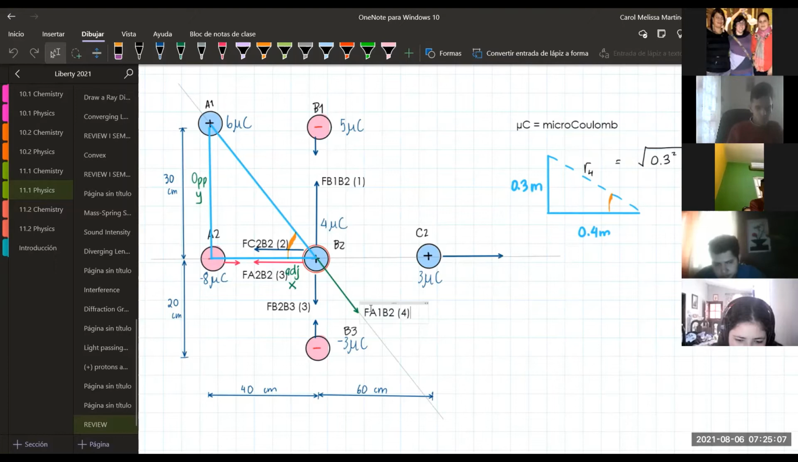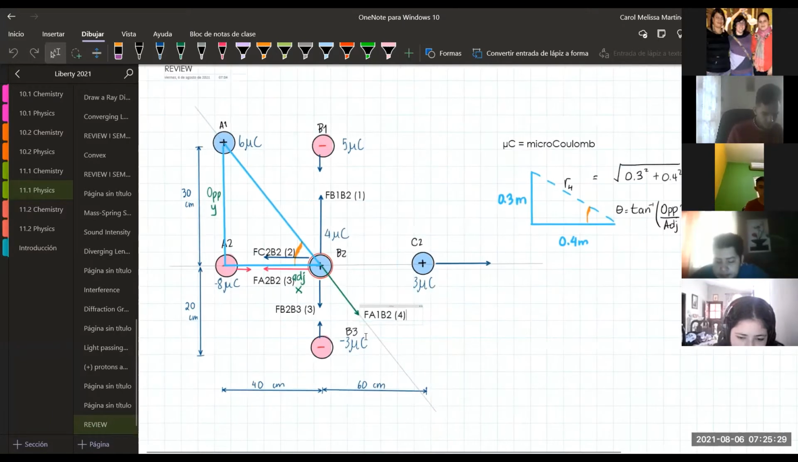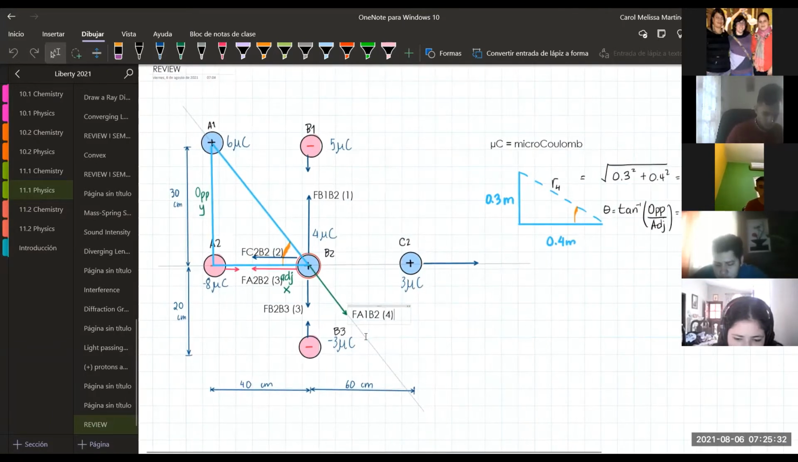But I'm also going to get my angle. It's the tangent of the opposite over the adjacent side, which means the angle is equal to the arctangent of the opposite, that is 0.3, divided by the adjacent, that is 0.4. How much is this? 37 degrees. Okay.